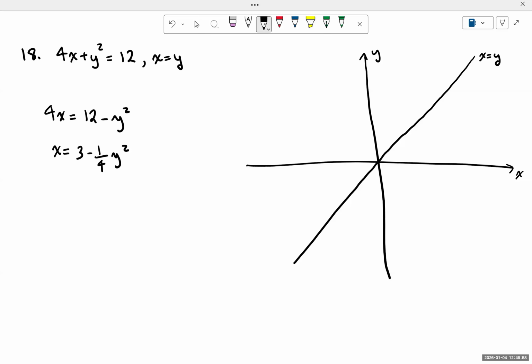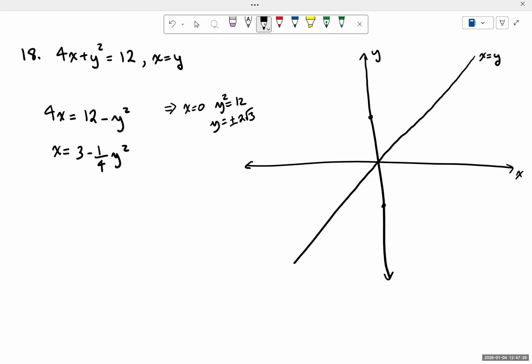So let's do just a little bit of sketching here. If I put in x equals 0, okay, that's everything that's on the y-axis. If I put in x equals 0, I'm going to get y squared equals 12, or y equals plus or minus the square root of 12. So what is that, 2 root 3? So whatever that is, kind of somewhere over here, right? So I have two possibilities there where it's going to cross the y-axis.